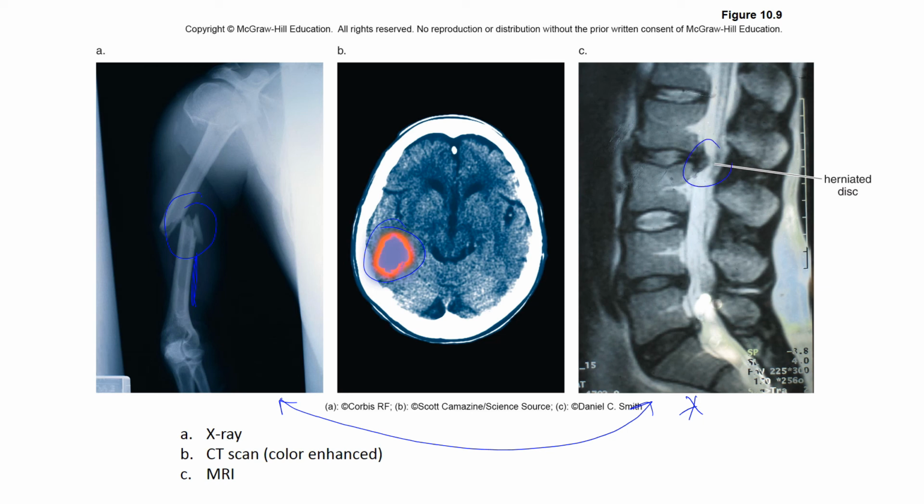So here we can see a herniated disc in this image. All of these are great ways to visualize within the body that don't use radioactive isotopes.